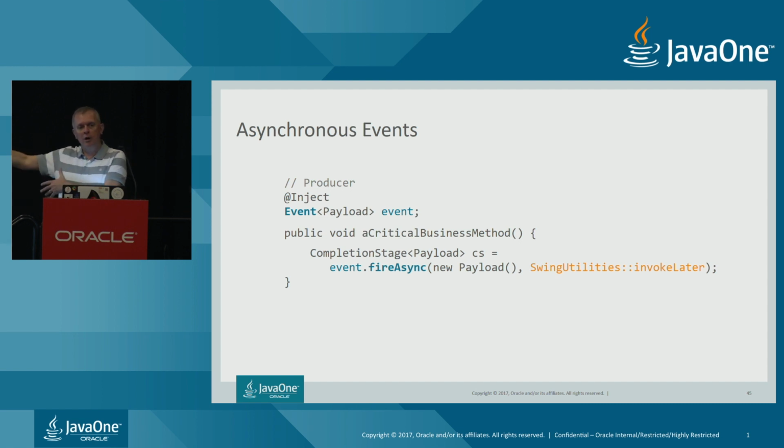For instance, SwingUtilities.invokeLater is an implementation of the executor interface. Might look quite odd, but it is the case. And you can pass that to make sure that this payload is going to trigger the updating of a Swing panel, for instance, in the right thread. And this is why it has been added in CDI 2.